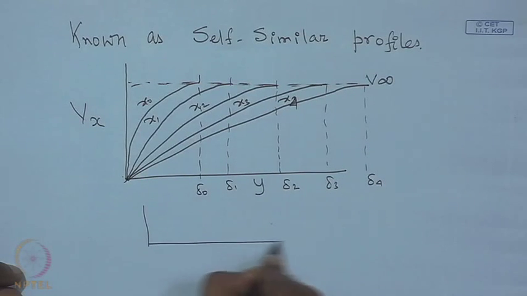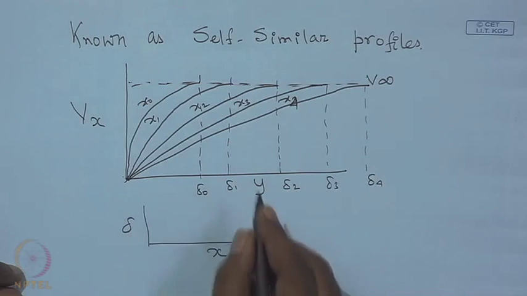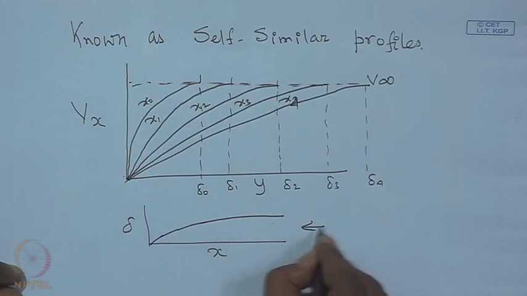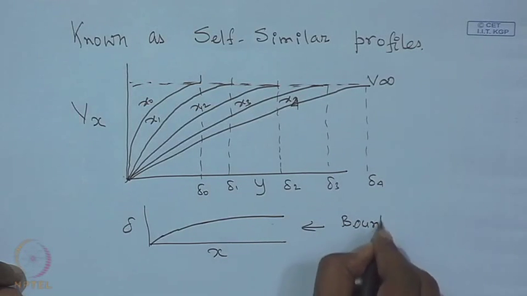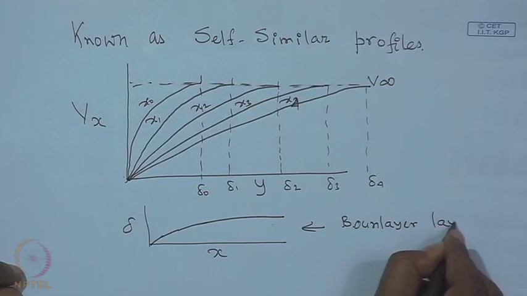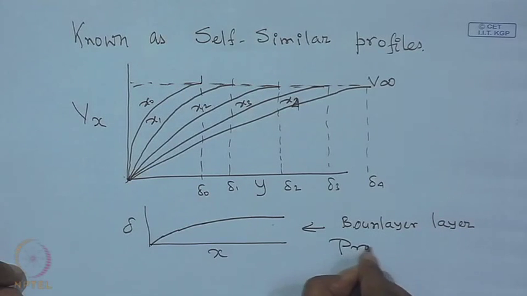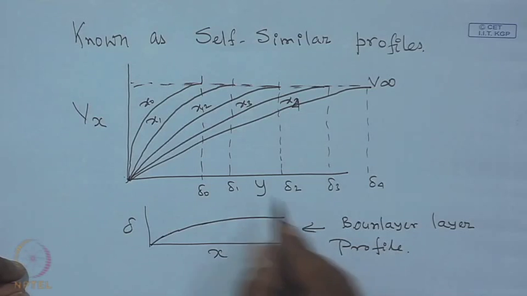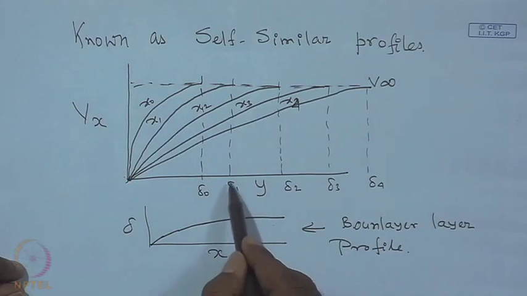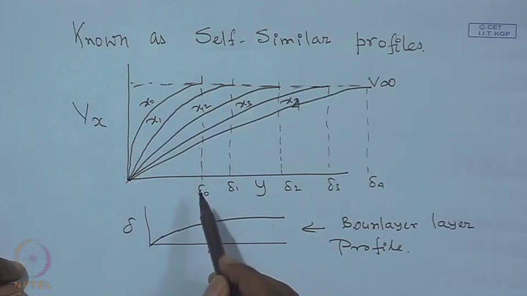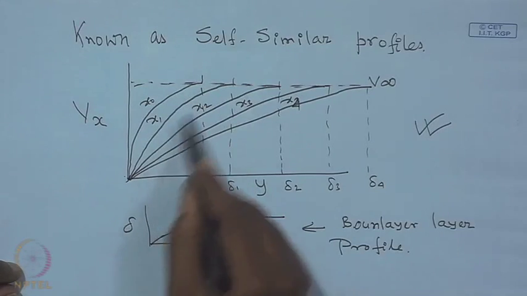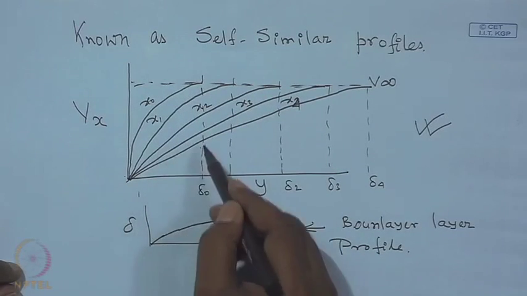Now, if I plot delta as a function of x, the plot looks something like this. So, this is the boundary layer profile. Therefore, we get the velocity profile as a function of y for different x locations, and if you look at this curve, all these profiles are self similar.